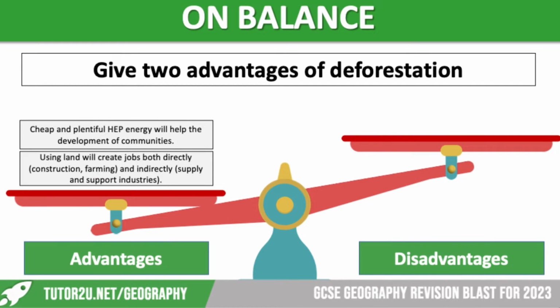So we've got the idea of cheap and plentiful hydroelectric energy, which will help develop communities. Remember, lots of these areas with rainforests tend to be either low-income countries or newly emerging economies. And using the land will create jobs both directly, so for example in construction and farming, but also indirectly through supplying and supporting the industries that work with those economic activities such as mining and energy.